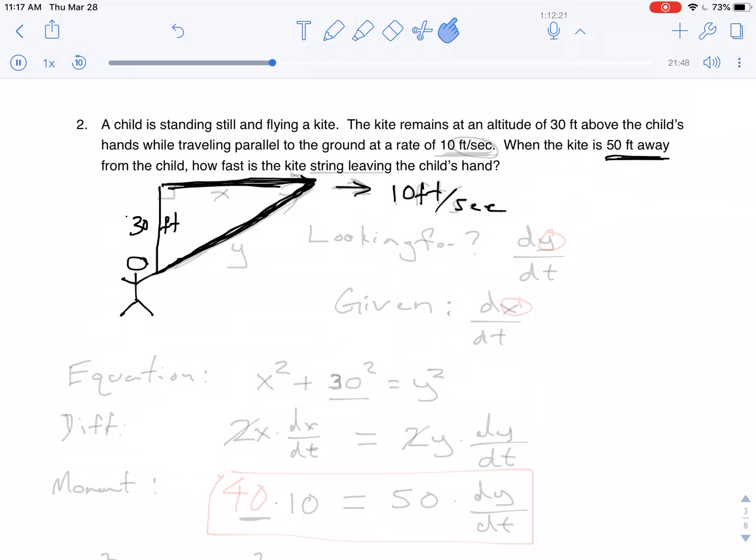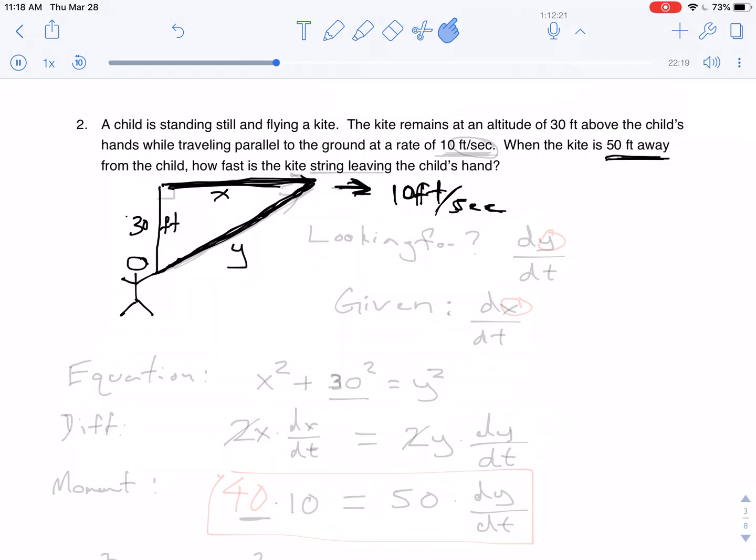As the child lets more and more string out of their hand, it will increase, making the triangle bigger and bigger and longer and longer. The same thing will happen on the top. Both of these are variables. We can call them whatever we want, X and Y, why not? So let's look at what we got here. We got a rate given to us of 10 feet per second, and I need to figure out what that is.